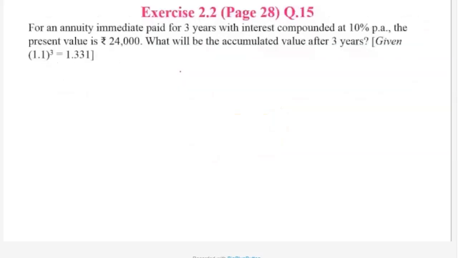See here. Question number 15. From annuity immediate paid for 3 years. What does 3 years mean? What is given, 3 years? N is given, right? N is equal to 3 years. With interest compounded 10% per annum. 10% per annum is R, given. From R we can calculate I easily. If you know R, I can be calculated easily. Yes or no?